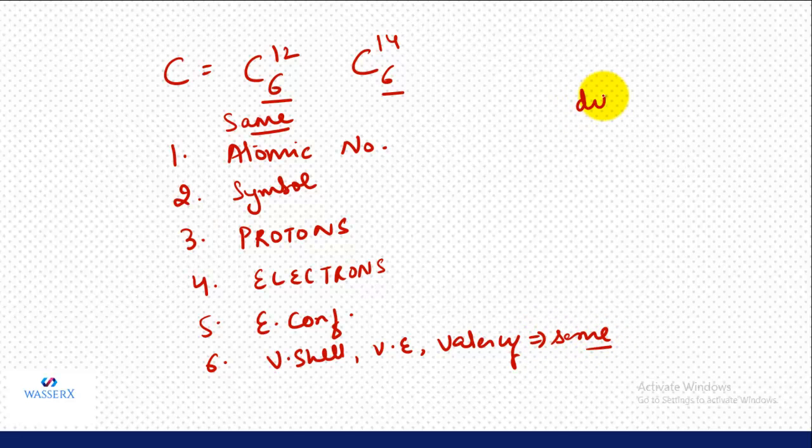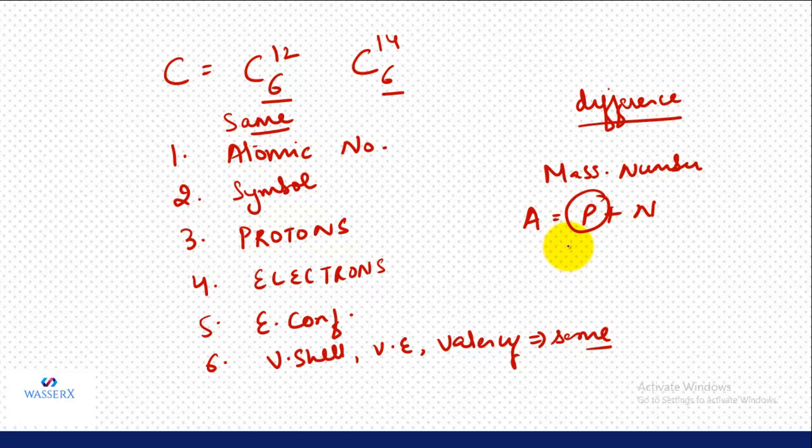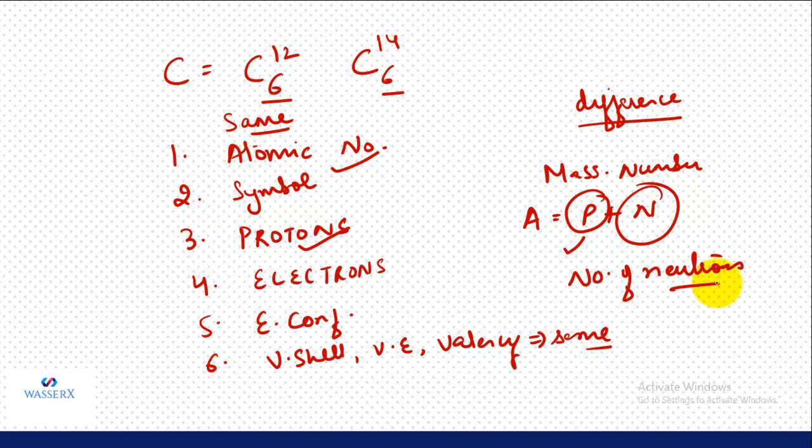So what is exactly the difference that is shown by the isotopes? It is just the difference in the mass number. Now you know that mass number is equal to protons plus neutrons. I have already told you that protons are the same because the atomic number is the same. So where is the difference? That is in the number of neutrons. So all the isotopic forms possess different numbers of neutrons. This is the difference shown by the isotopic forms of the same element.